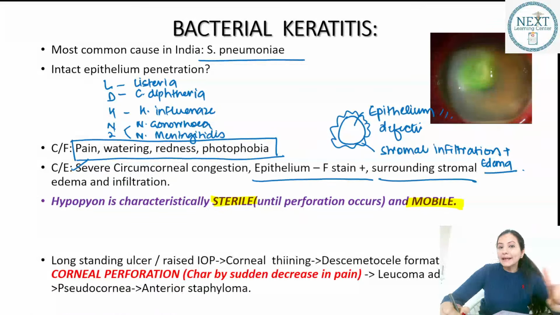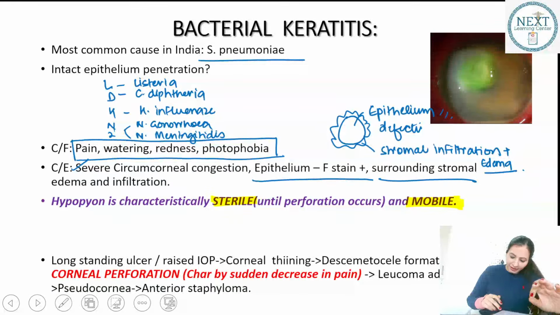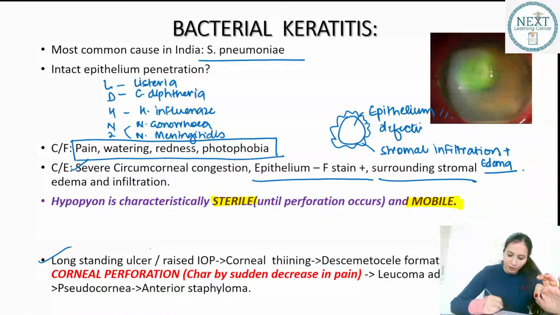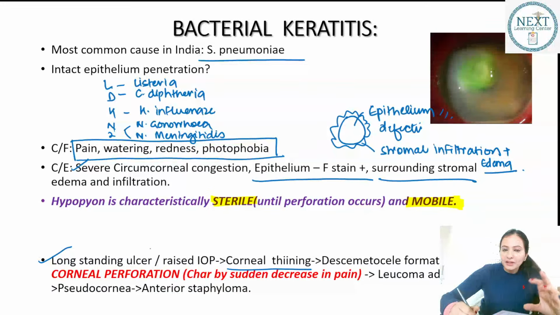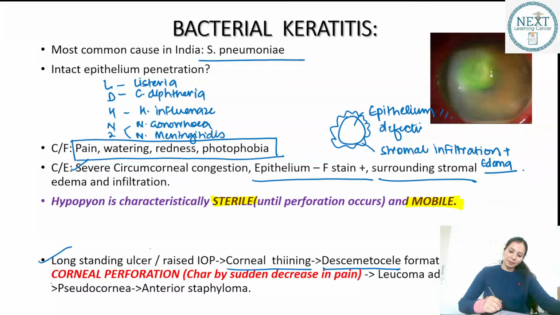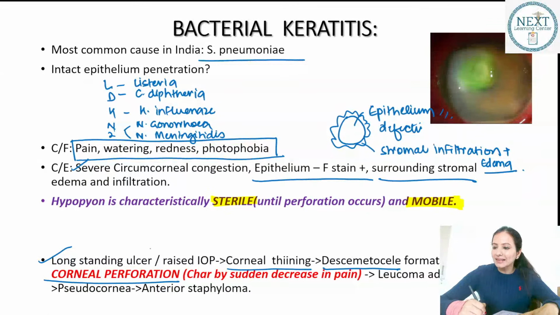But in fungi it is unsterile and immobile. Bacteria it is sterile and mobile. Now whenever the ulcer has been there for a long duration, what will happen? Or if there is an increase in intraocular pressure, the cornea will thin out and eventually there will be formation of descemetocele, which is followed by corneal perforation.